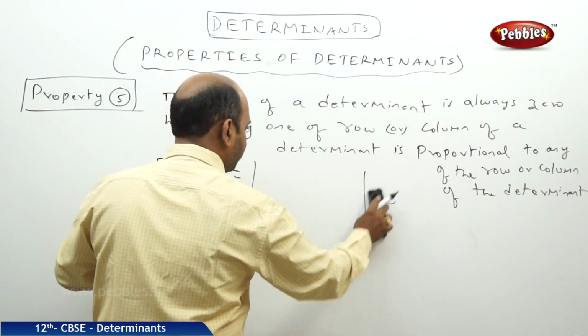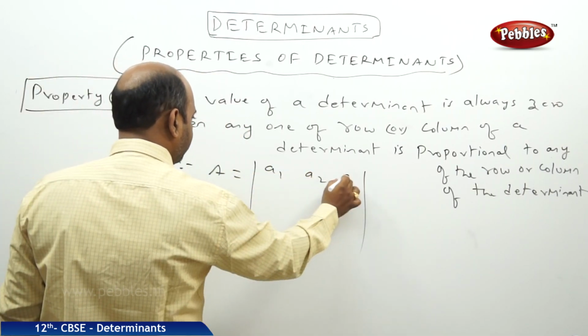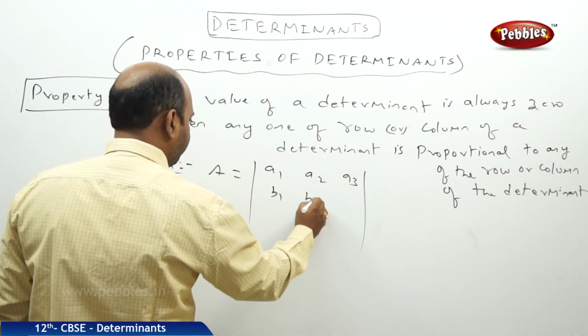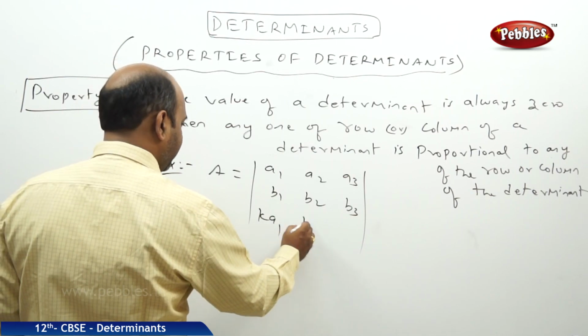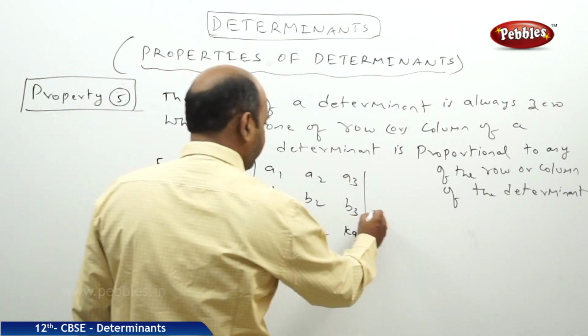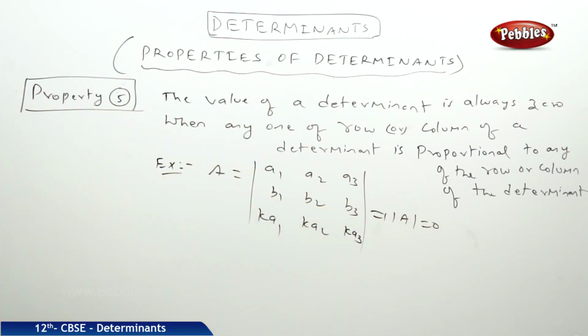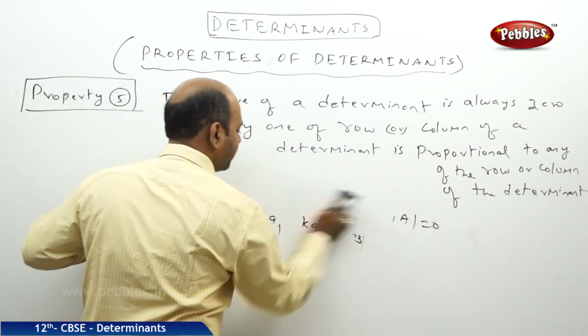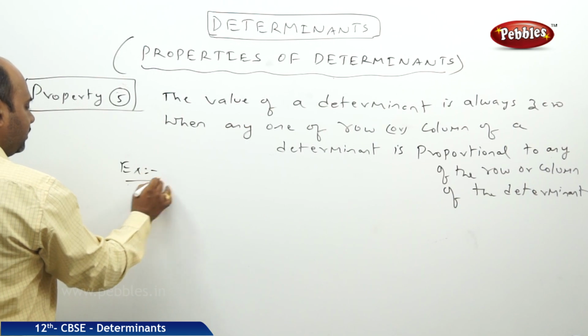So what it is telling is, if suppose here A1, A2, A3, here B1, B2, B3, and suppose the last row is again KA1, KA2, KA3, then I can tell its determinant is always 0. We shall see a small numerical based on this property. One example I will be telling.